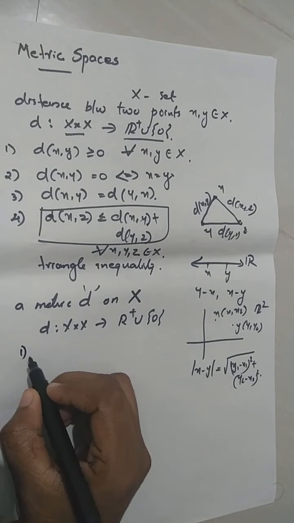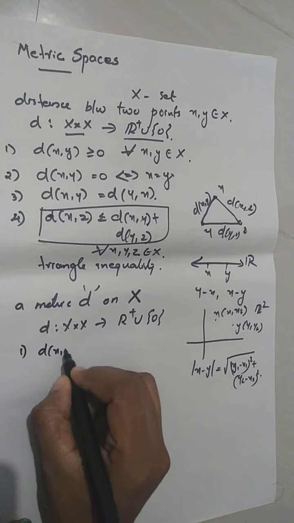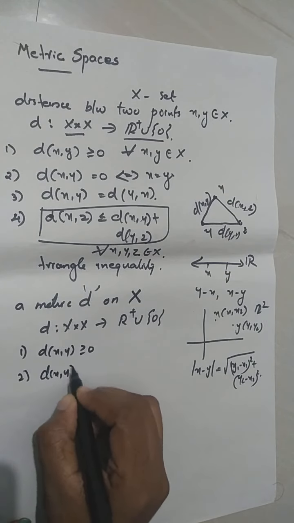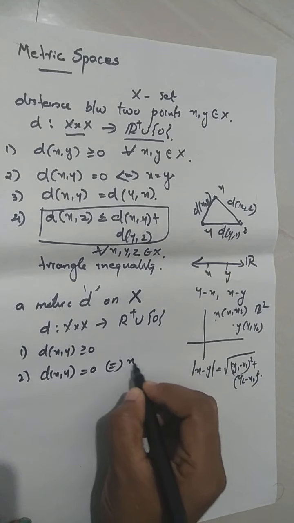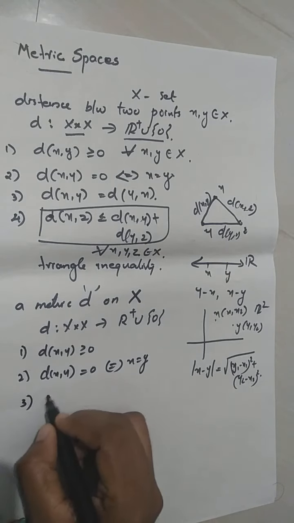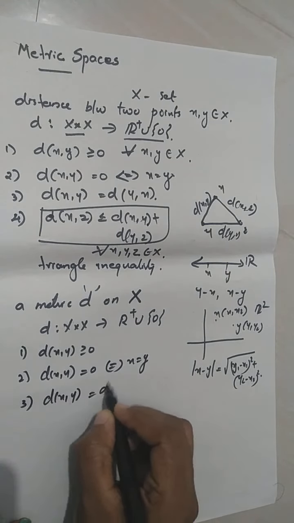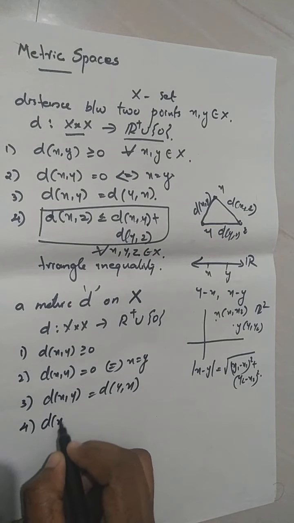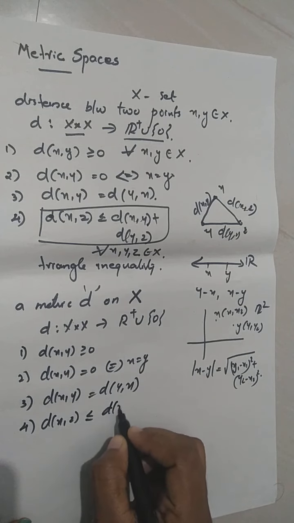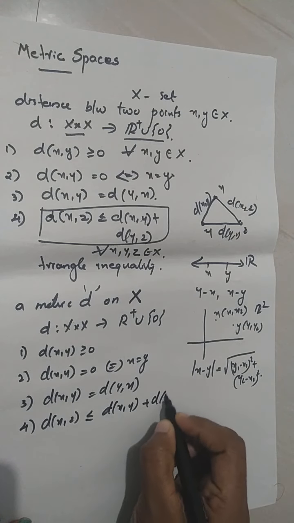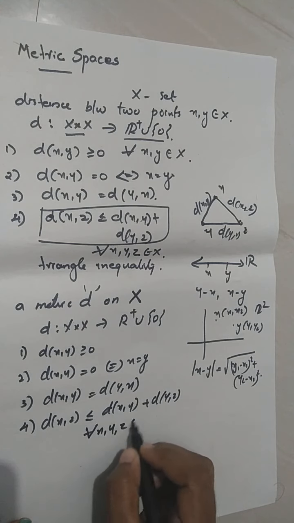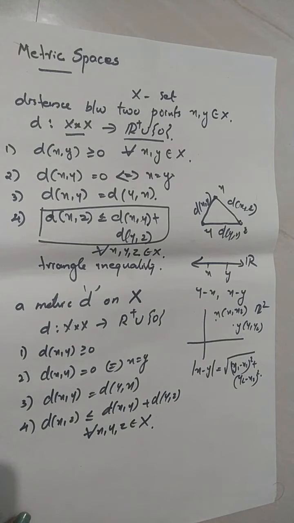The first one is positive definiteness, D of xy is greater than or equal to 0. And second one, D of xy is equal to 0 if and only if x equal to y. And third one, D of xy should be equal to D of yx, that is called symmetry. And fourth one, triangle inequality, D of xz should be less than or equal to D of xy plus D of yz. And these all should be true for every element x, y, z belongs to the whole space X.